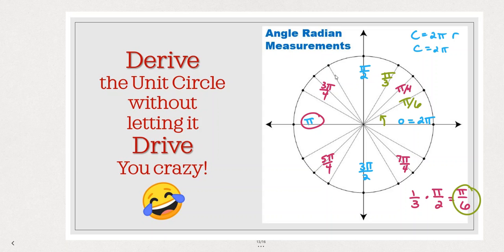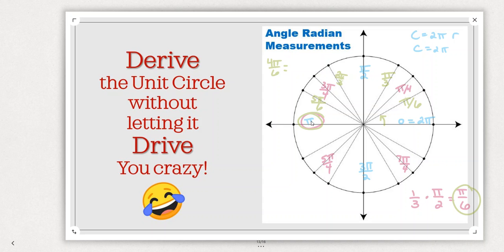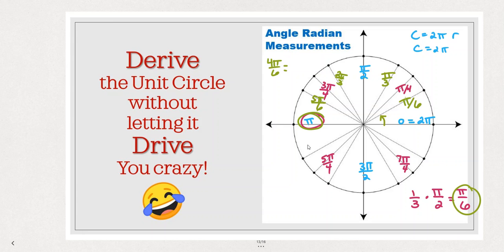1/6, 2/6, 3/6, 4/6. But that's going to reduce for us to 2 pi over 3. And so on. I could go all the way around. So 4/6, 5/6, 6/6, 7/6. 8/6, which reduces to 4 over 3.